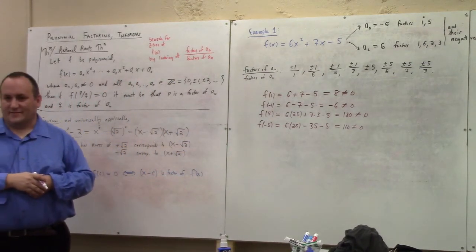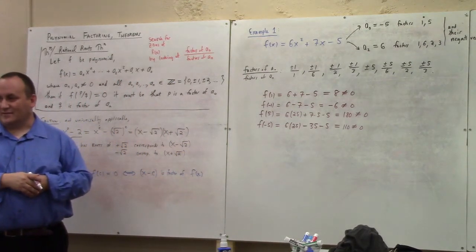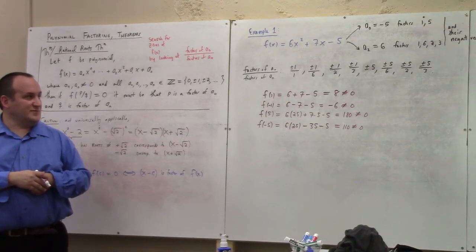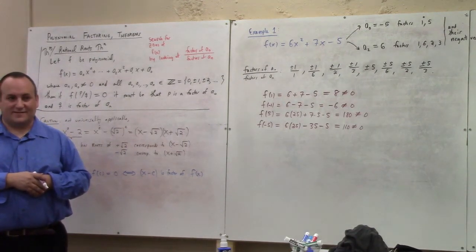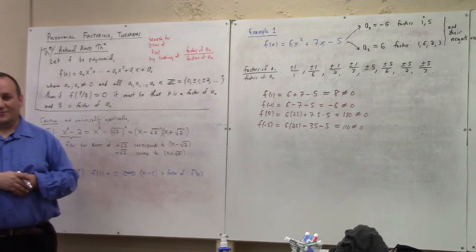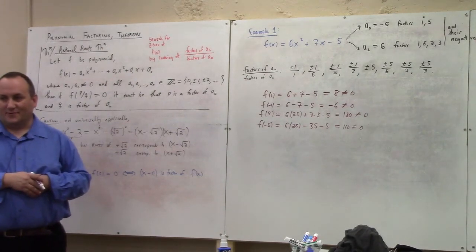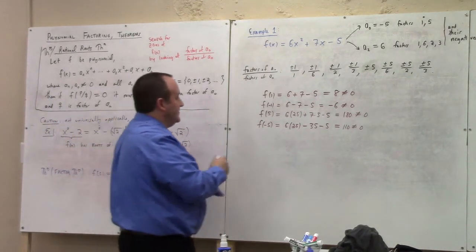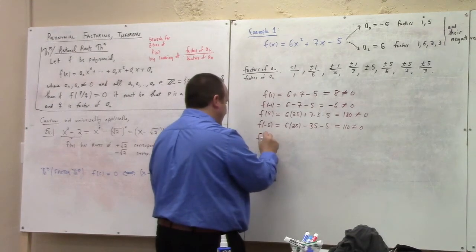Man, somebody's got to get lucky here. I'm telling you, at least one of these is a 0. You want to pick one, Heaven? 1/2? All right, I'll take a half. Let's try a half. f of 1/2, what do we get?